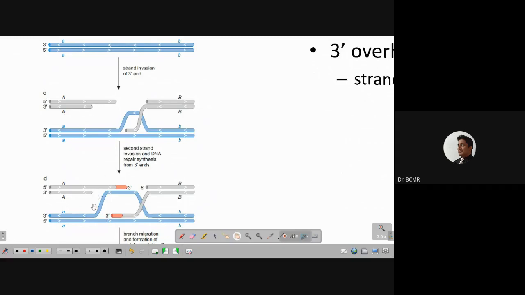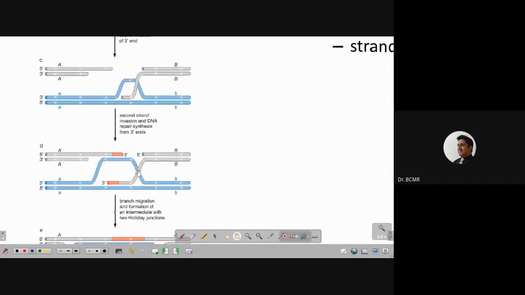And so eventually what will happen is, as the branches migrate, these will move this way, and the DNA molecule is synthesizing in this direction, because of which more and more DNA is displaced to the top strand.